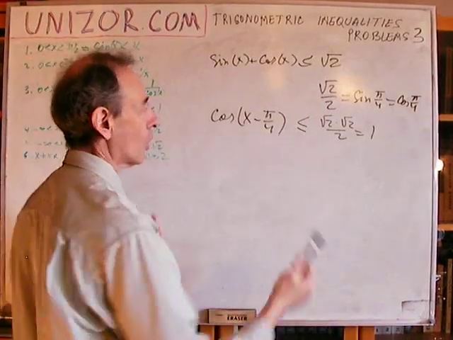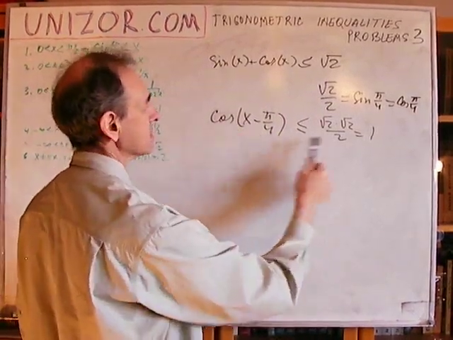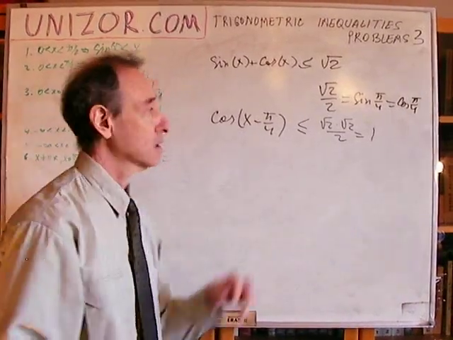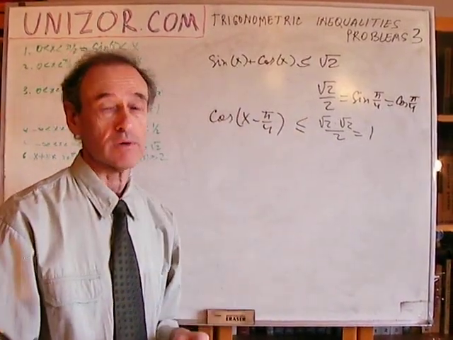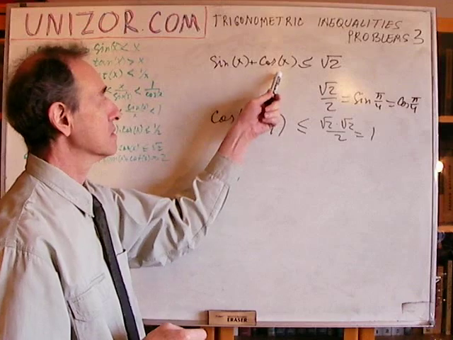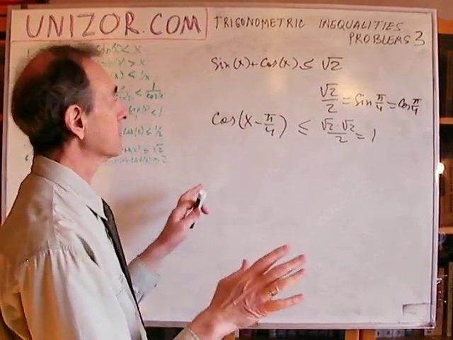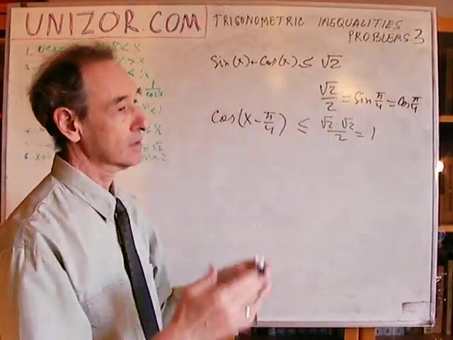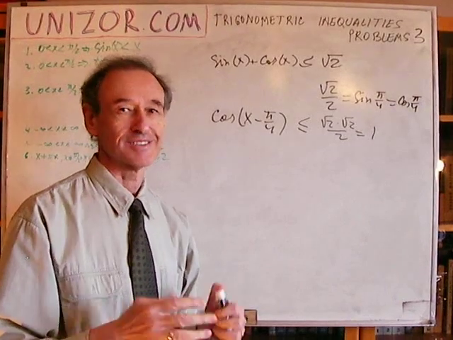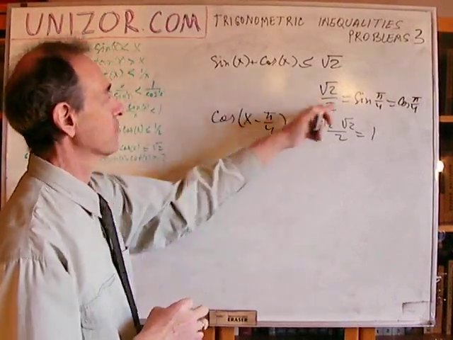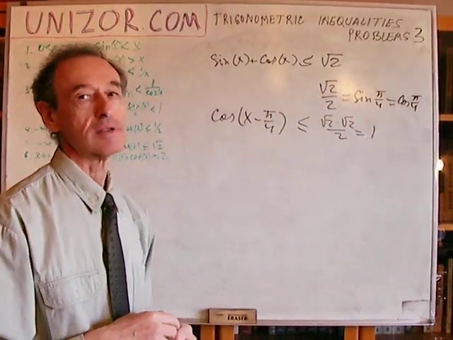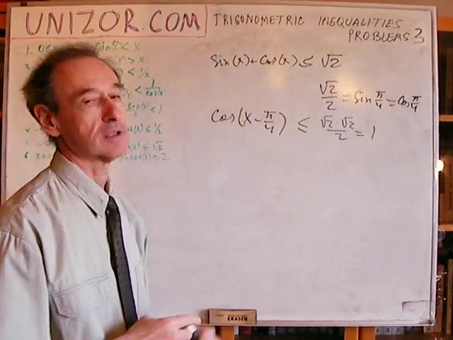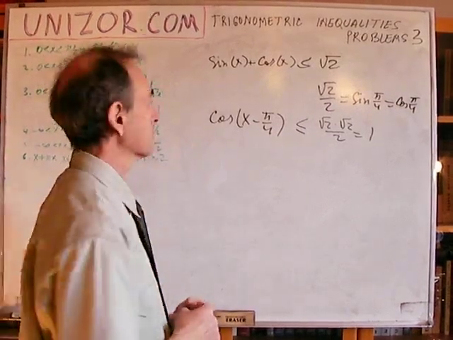So, my invariant transformation actually converted this inequality into this inequality. And this is always true, because the cosine of anything is less than or equal to 1. Since it's an invariant transformation, this is true as well. All I did here was decide to multiply it by this particular constant, and it immediately transformed into an obvious inequality.